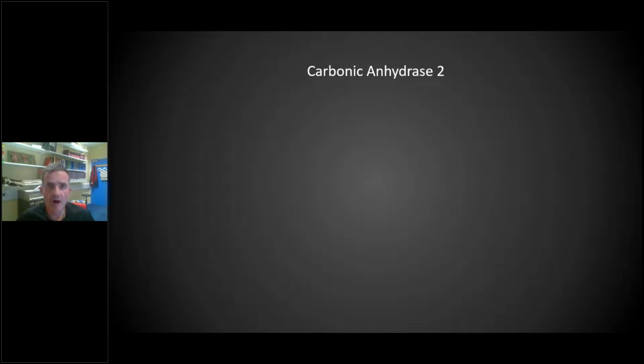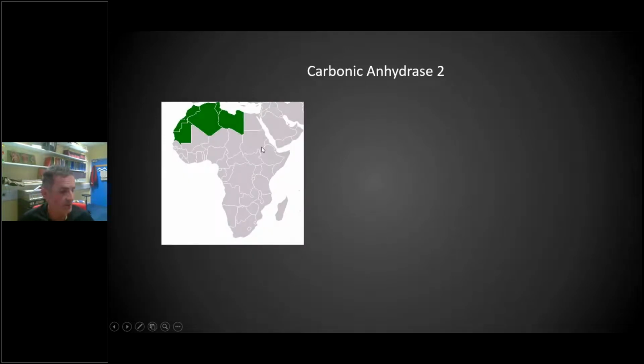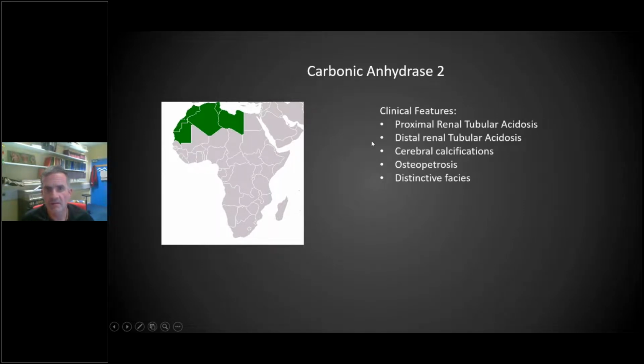Then the third molecule we talked about was carbonic anhydrase 2. That's the molecule which is involved in catalyzing the reaction of hydration of CO2. This is much rarer than the other two forms and found mainly in consanguineous families from the Maghreb region of Africa. And carbonic anhydrase 2 is present in the brush border membrane of proximal renal tubular cells. So if you have a defect of this, it also gives you dRTA, but also proximal renal tubular acidosis, cerebral calcification, and osteopetrosis. And the cerebral calcifications often cause learning difficulties.